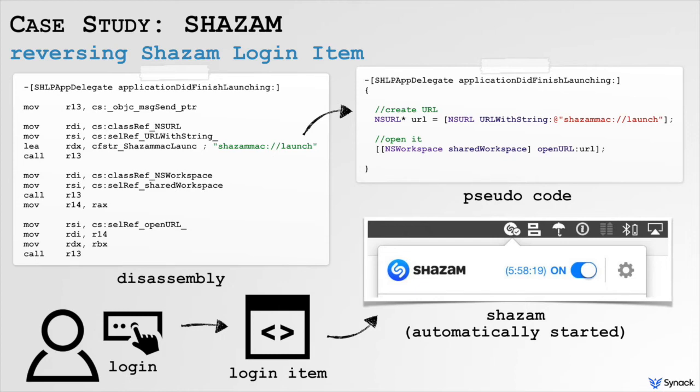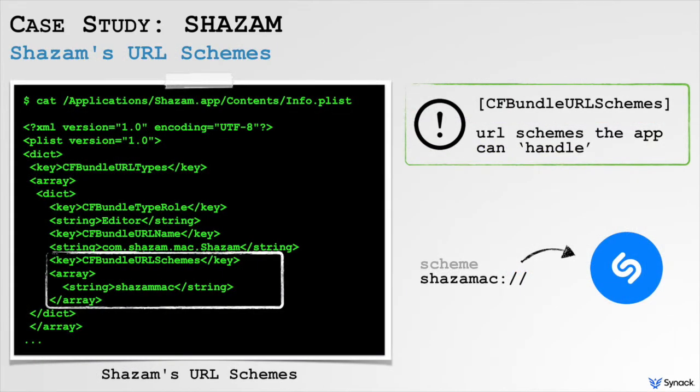So we have some disassembly on one side, pseudocode on the other side. Turns out it pretty much does two things. It builds a URL and then opens that URL. And this will then trigger the main Shazam application to be executed. Now you might be wondering, how does opening a URL trigger another application to be executed?